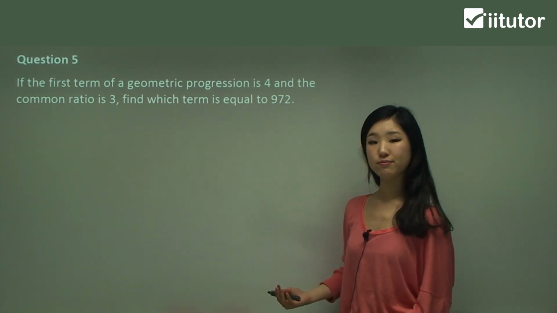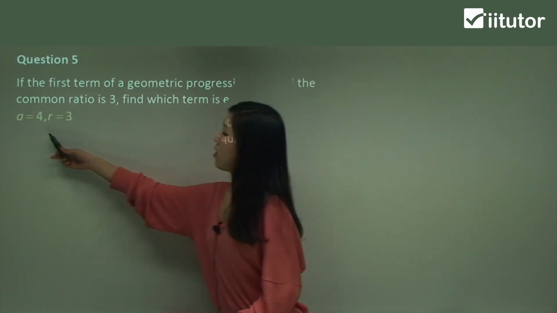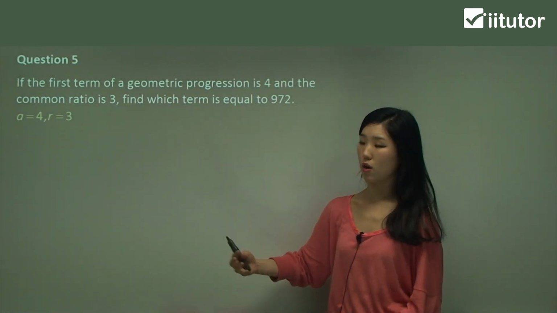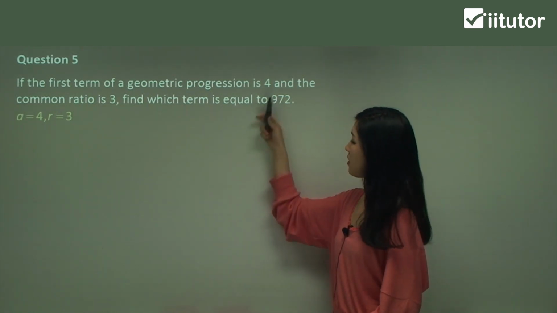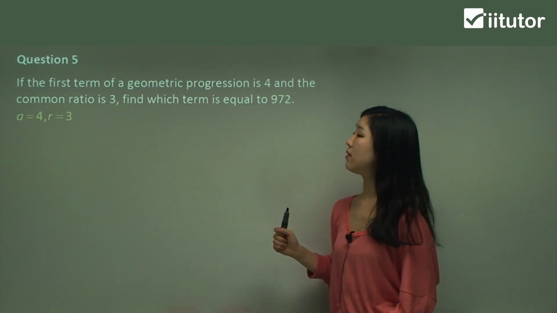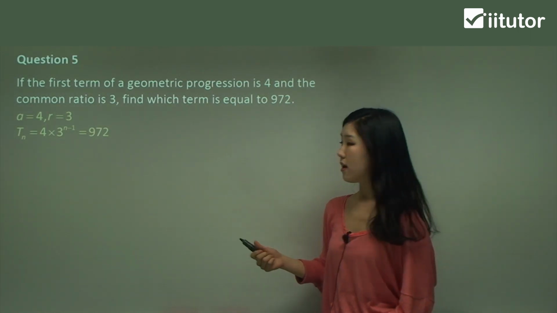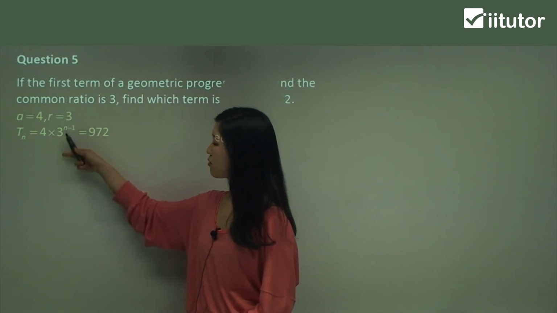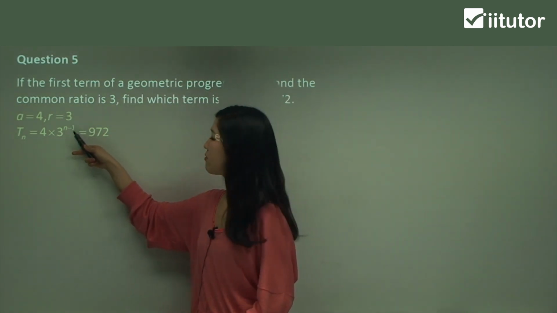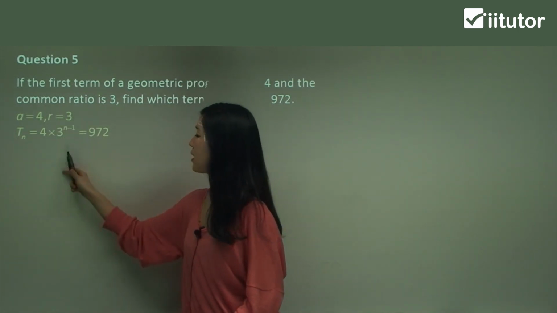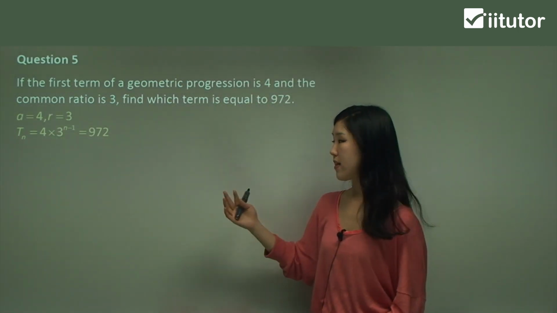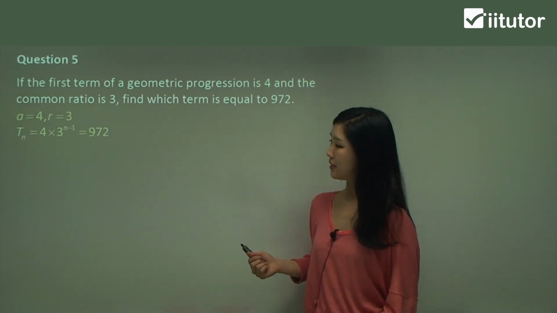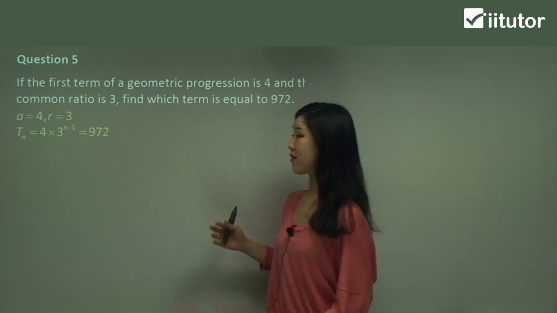So first of all, A is 4, R is 3, so I'm going to put that down as A and R so we know what we're going to use in our formula. Let's put it into our formula. 4 times, because A is 4, 4 times R, which is 3, to the power of n minus 1. We want to find the value of n for which the term is 972, so I let it be equal to 972. Then just go for it. Look for n.